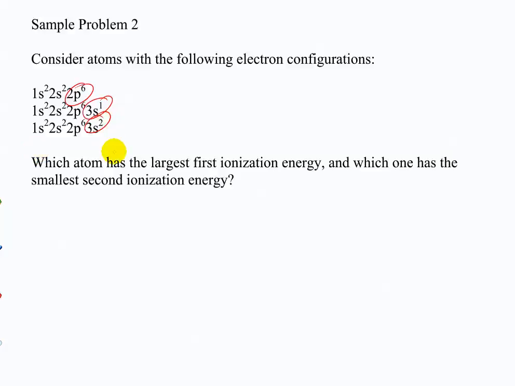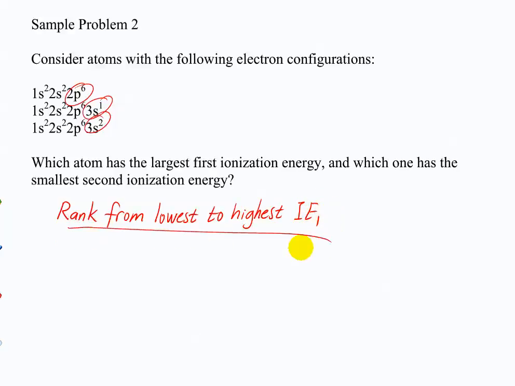So let's extend this question a little bit. Rather than saying which atom has the largest first ionization energy, let's actually rank them all from lowest to highest, IE1, which is the first ionization energy. So what has the lowest first ionization energy? Well, we already talked about which has the highest. That's going to be neon, right?